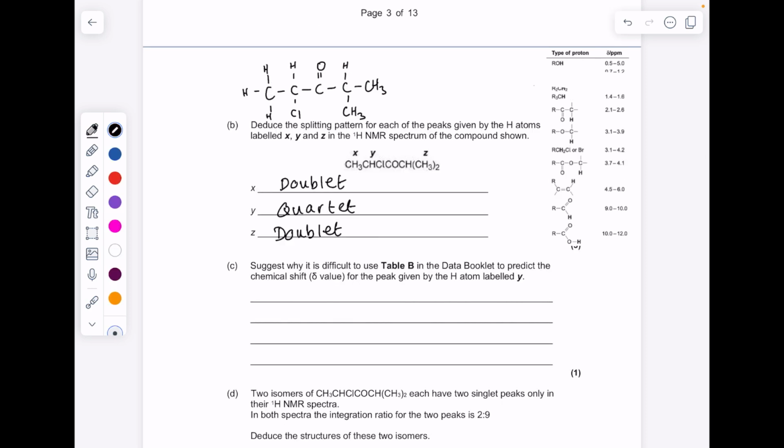Suggests why it's difficult to use table B, so this table here, to predict the chemical shift for the peak given by the hydrogen atom labelled Y. Well, that's because this hydrogen is attached to both a carbon chlorine and a carbon oxygen. So if we look here, that would be relevant because it's carbon attached to chlorine. This would be relevant because it's carbon attached to oxygen, but there's no set of atoms which shows both.